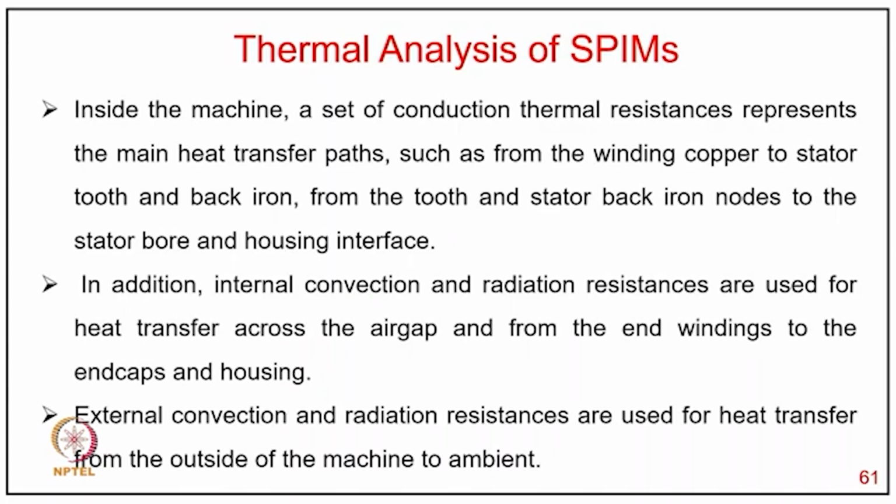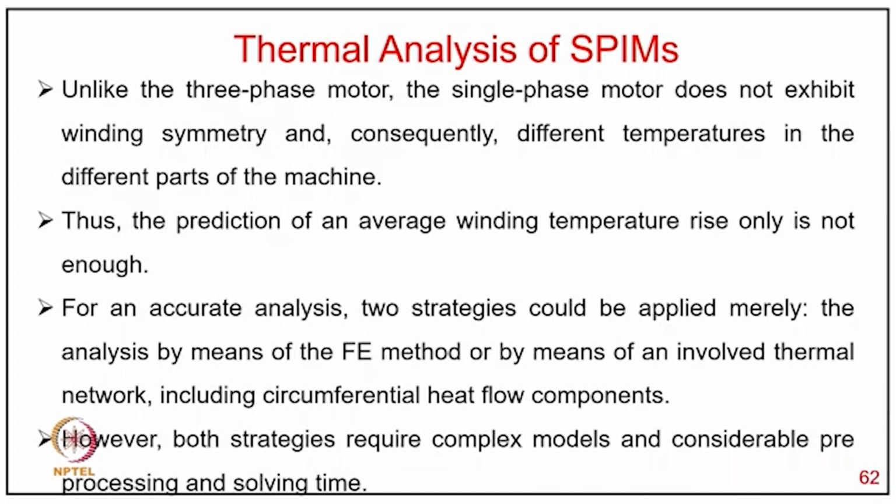from the winding copper to the stator tooth and back iron, and from the tooth and stator iron nodes to the stator bore and housing interface. In addition, internal convection and radiation resistances are used for the heat transfer across the air gap and from the end windings to the end caps and housing, and external convection and radiation resistances are used for heat transfer from the outside of the machine to the ambient.